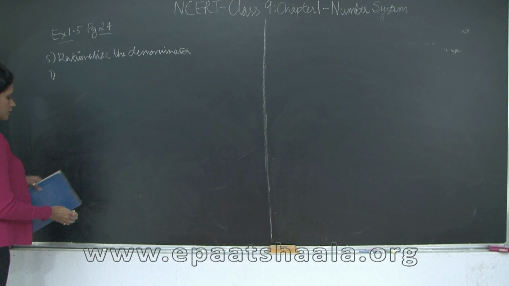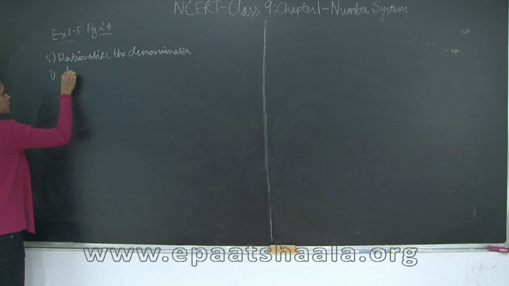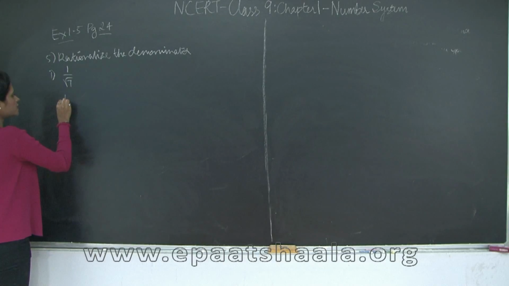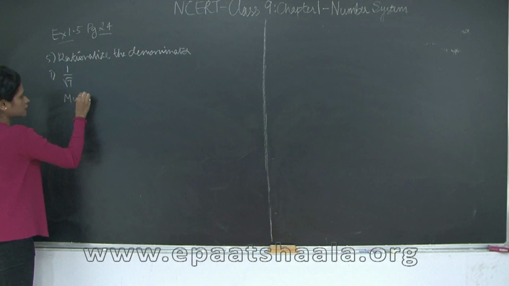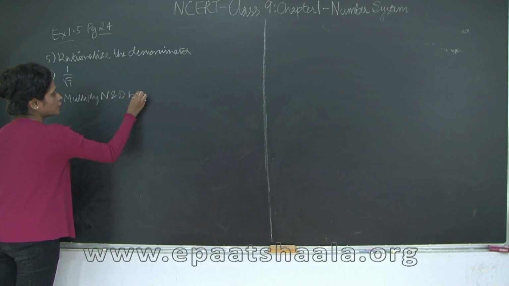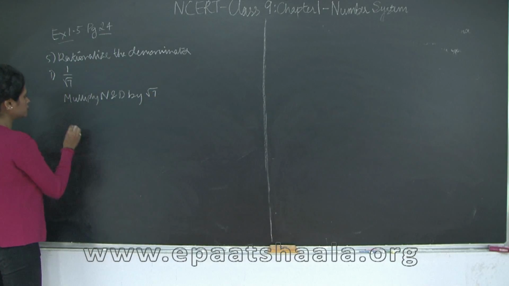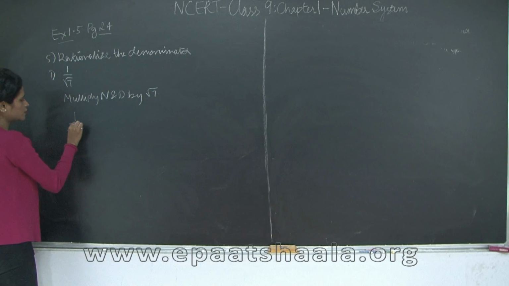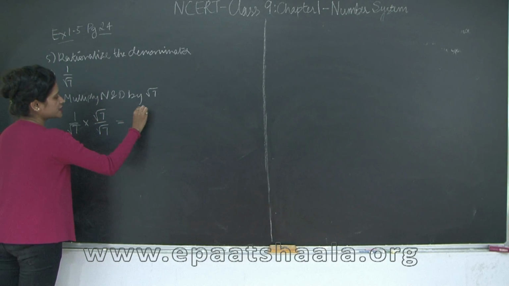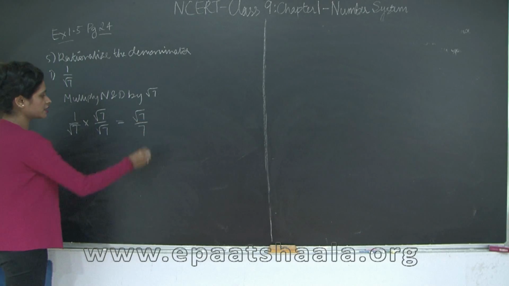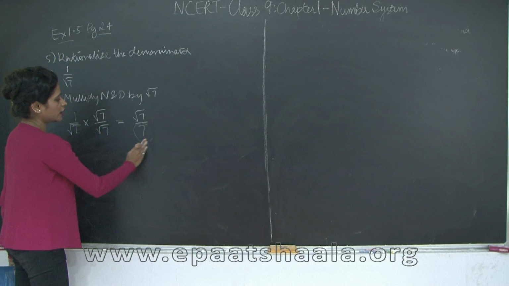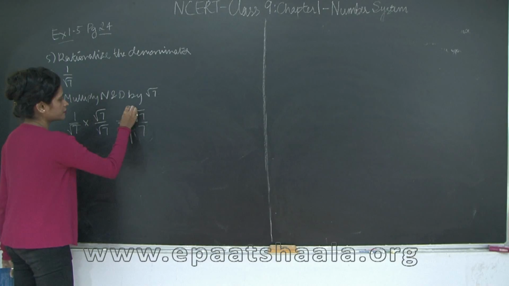So the first question, I have 1 upon root 7. Now the rational factor of root 7 is root 7. So I am going to multiply numerator and denominator by root 7. What do I get? 1 upon root 7 into root 7 upon root 7, which is going to give me root 7 upon 7. Therefore, I have rationalized my denominator where 7 is my rational number. So root 7 upon 7 is your answer.